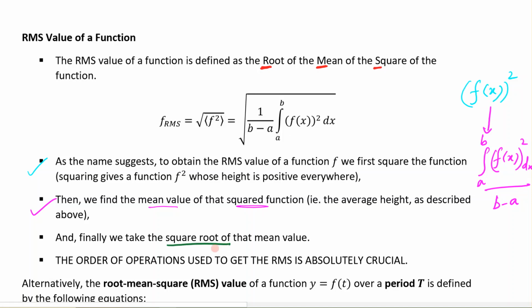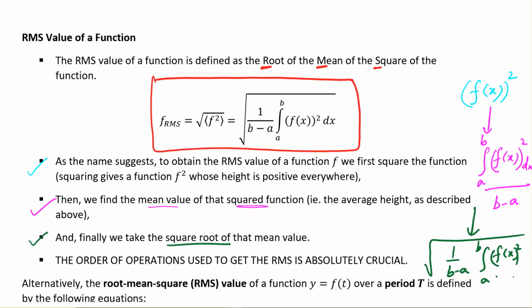And finally, we take the square root of the mean value. So we take the square root of whatever we had in step 2. So the square root of the mean of the square. This is the formula for the root mean square value of a function. The notation used for it is f RMS, or sometimes people write this as the square root of f squared.